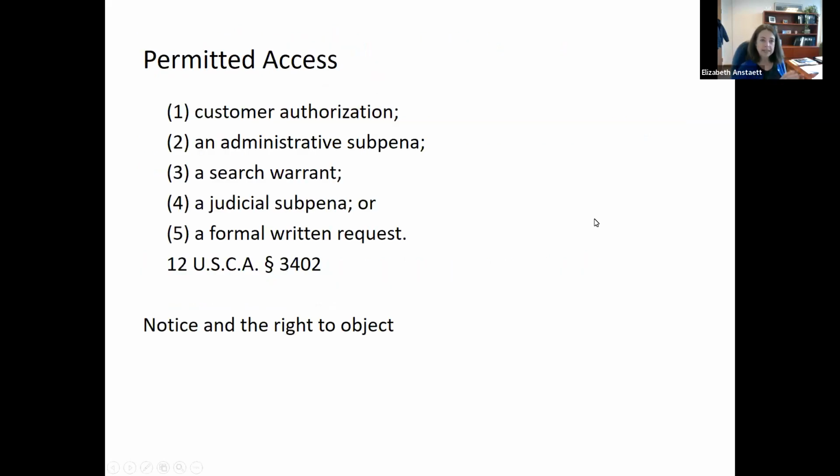So there are, of course, exceptions, and it says that financial records can be shared with the government if the consumer authorizes it. That is always, we will see in the privacy area, consent, customer authorization. And then we have some formal legal procedures like a subpoena or a warrant, could be administrative or judicial, or a formal written request. The formal written request is really the heart of the Right to Financial Privacy Act. And what we'll see, it's consistent throughout the privacy laws. It is a notice and a right to object, essentially.